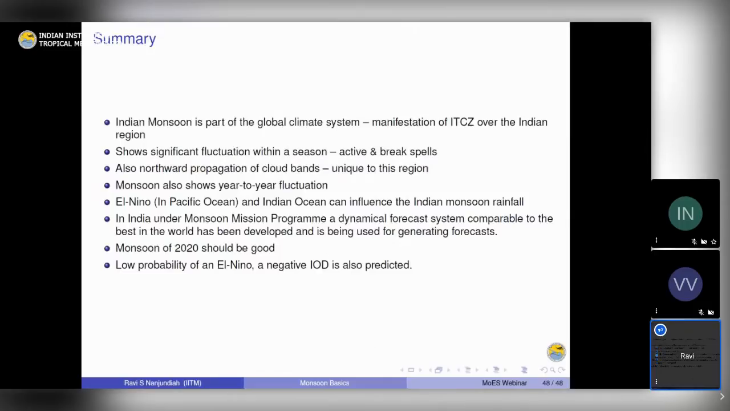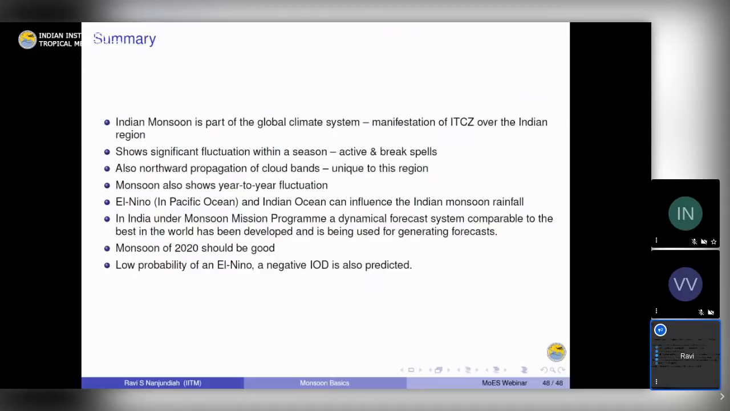So in summary, I would like to say that we have taken a bird's eye view of the monsoon. And we saw that it's not a local land, ocean, sea breeze kind of thing, but it's part of the climate system. And it's nothing but the manifestation of ITCZ, or the Intertropical Convergence Zone, over the Indian region. We have seen that it has significant fluctuation within a season, that is, it has active and break spells. It also has northward propagations of cloud bands, which are unique to this region.